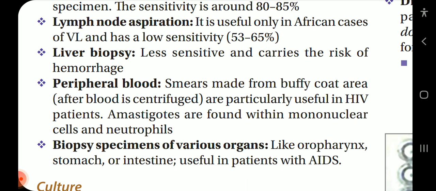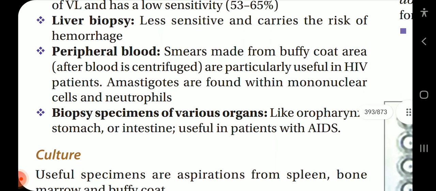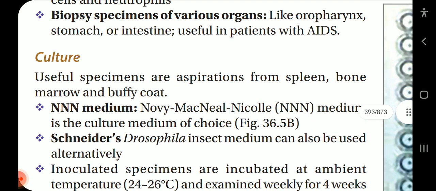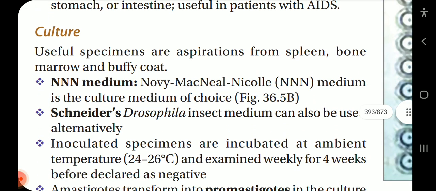Peripheral blood smear made from buffy coat area after blood is centrifuged is particularly useful in HIV patients. Amastigotes are found within mononuclear cells and neutrophils. Biopsy specimen of various organs like oropharynx, stomach, or intestine is useful in patients with AIDS.